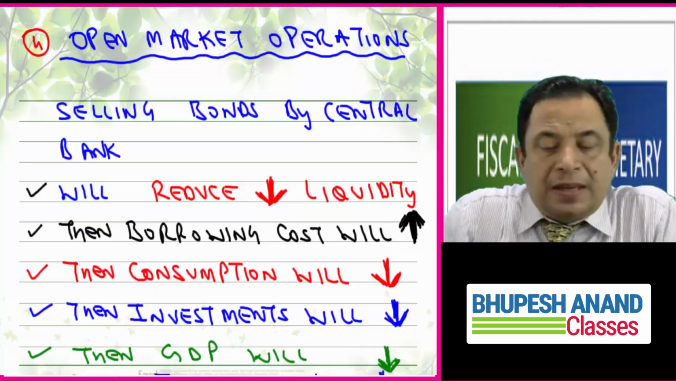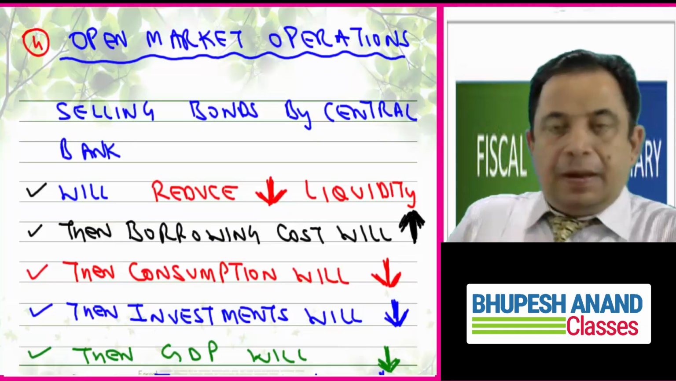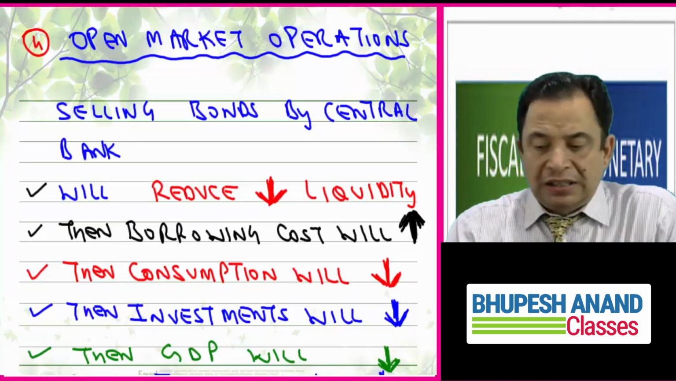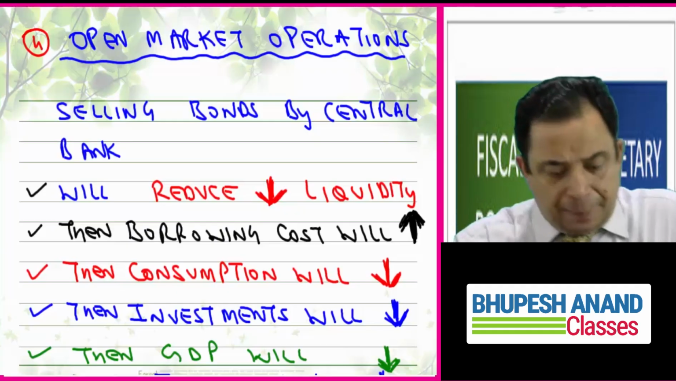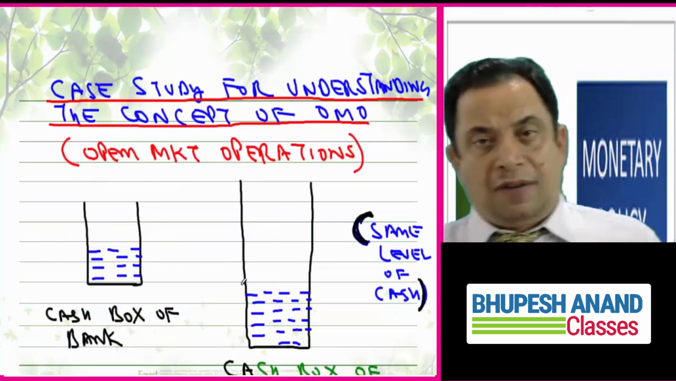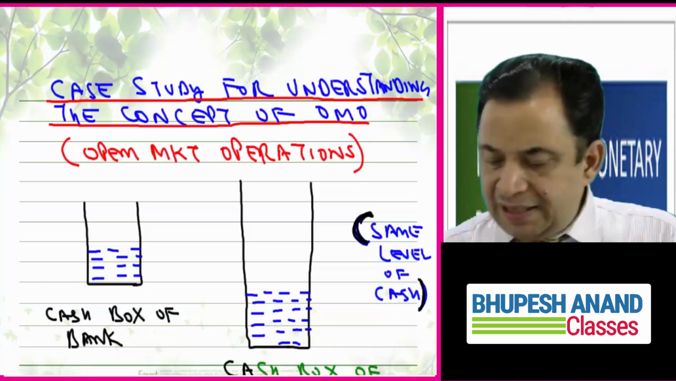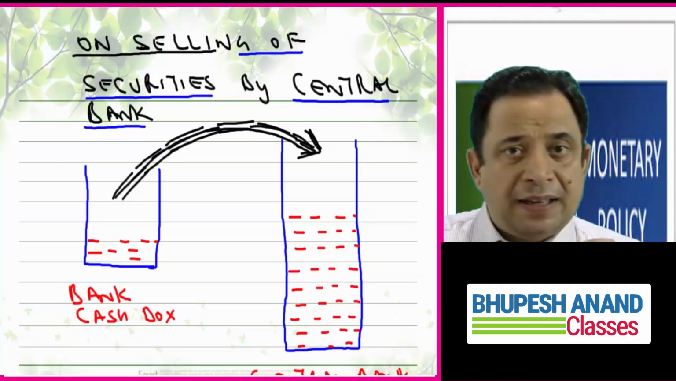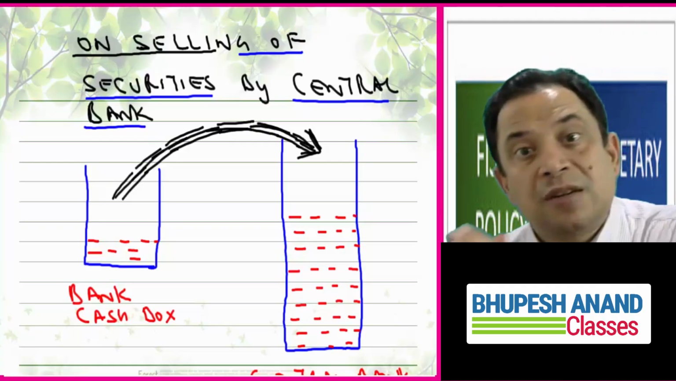Scenario 1: selling bonds by central bank. Selling bonds by central bank will reduce liquidity, because money will flow from the pocket of commercial banks to the pocket of RBI, the central bank. Just see, I have given the scenarios also. This is the cash box of the commercial bank and this is the cash box of the central bank. Both are the same. But when I say selling the securities, it means the central bank is selling the securities. In that case, money will flow from the commercial bank's pocket to the central bank's pocket.